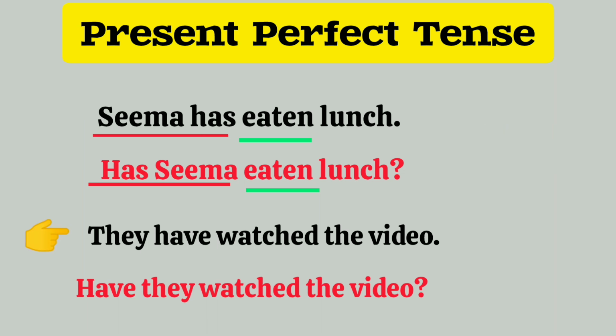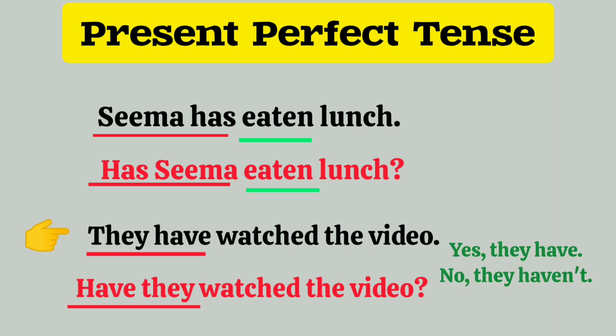The next sentence, they have watched the video. Now, this is a statement. How do we turn it into a question? Again, we change the order of the first two words. Have they watched the video? The answer could be yes, they have, or no, they haven't.